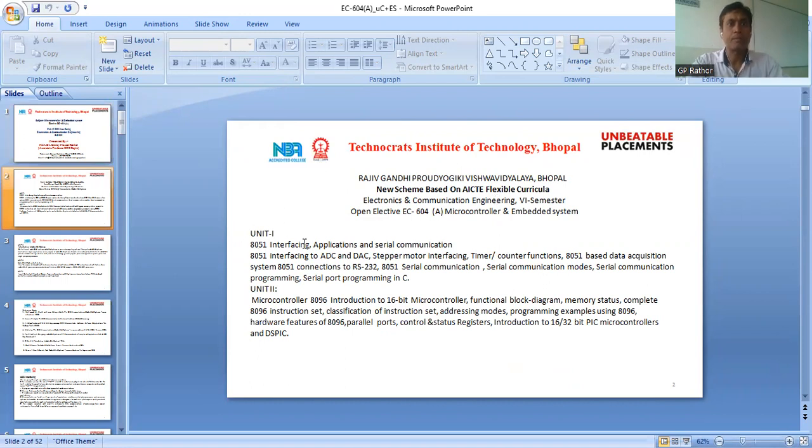Unit 1 covers 8051 interfacing, application and serial communication, 8051 interfacing to ADC and DAC, stepper motors interfacing, timer counters function, 8051-based data acquisition system, 8051 connection to RS-232, 8051 serial communication modes, serial communication programming, serial port communication in C.